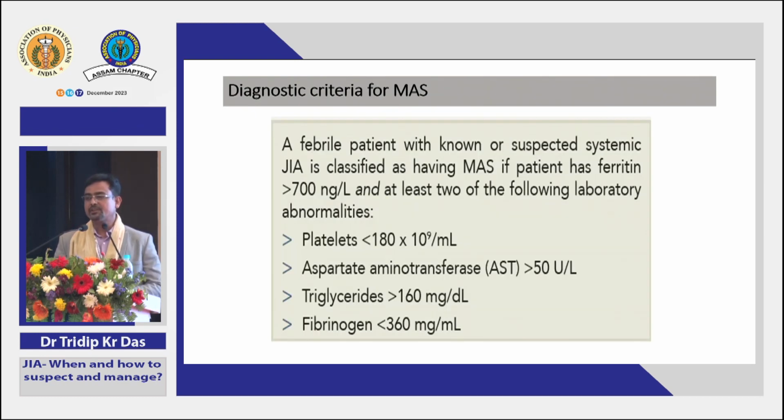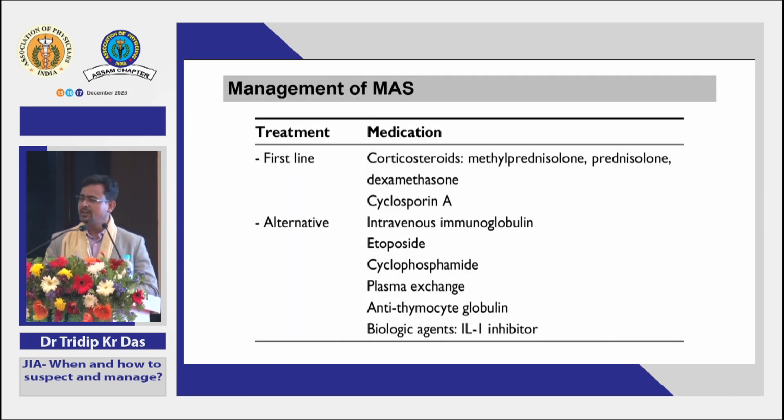So the diagnostic criteria: any febrile patient who has been diagnosed with a case of systemic JIA, having ferritin level of more than 700 nanogram per liter, and at least 2 of the following laboratory abnormalities: platelet of less than 1.8 lakhs, AST of more than 50, triglycerides of more than 160, and fibrinogen level of less than 360. So any 2 of these together with ferritin of more than 700 nanogram per liter in a case of systemic JIA has been classified as macrophage activating syndrome. So these are medical emergencies. Active intervention has to be taken.